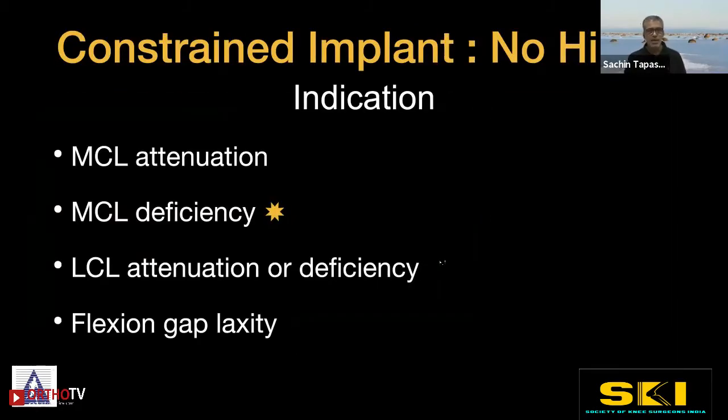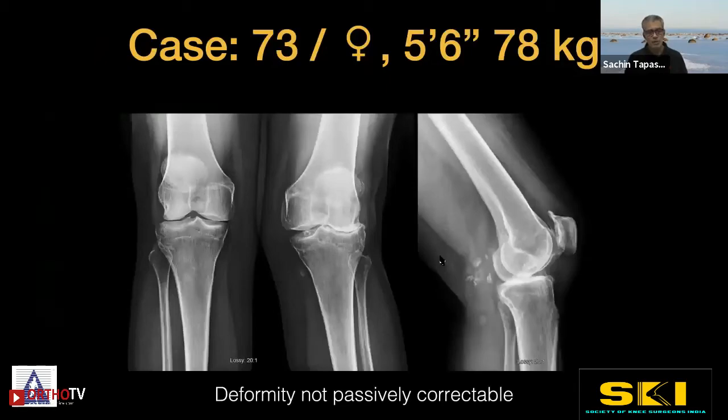So the main indication is MCL attenuation. I purposefully put a star on MCL deficiency. If the MCL is completely deficient, you cannot use this non-hinged constrained implant. LCL attenuation or LCL deficiency is the more common indication where we use it. And when we are left with a flexion gap laxity, I think there is a role for this particular insert to be used. So let's look at this 73-year-old lady with a normal BMI.